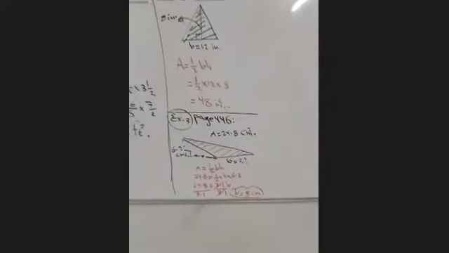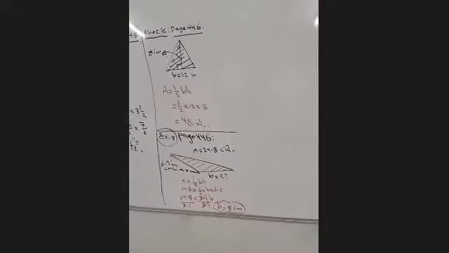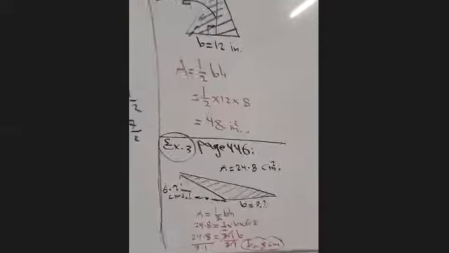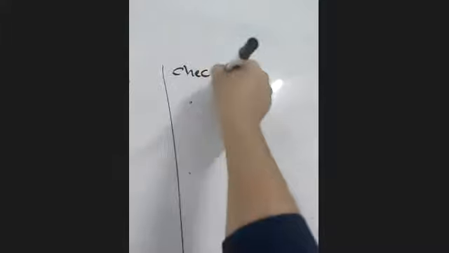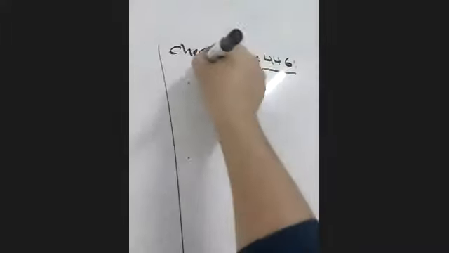This is example 3, page 446. Now, after example 3, we will do the check. We have a check there. Let's do it. Check, page 446 also.